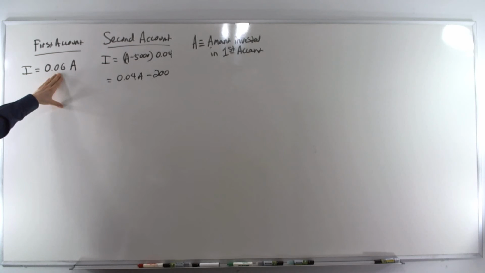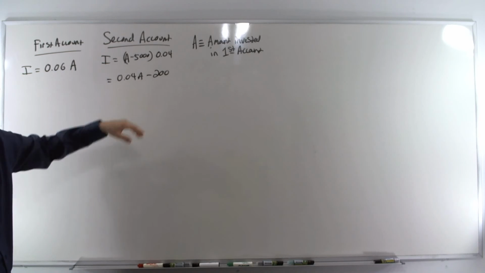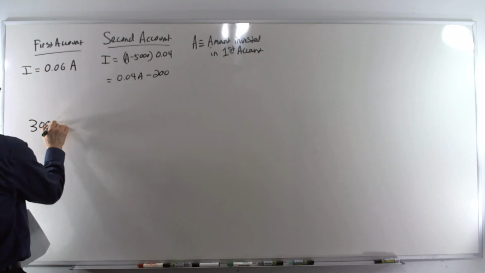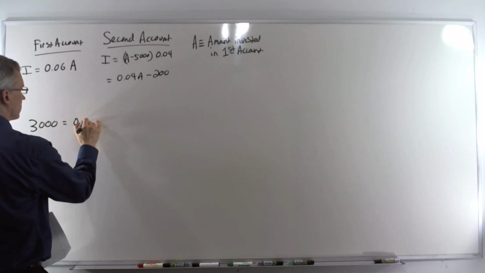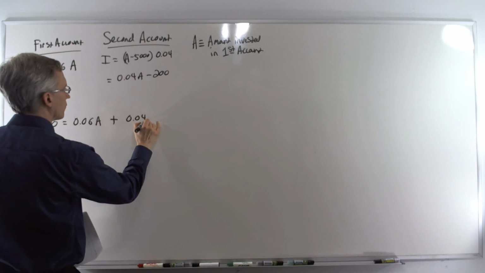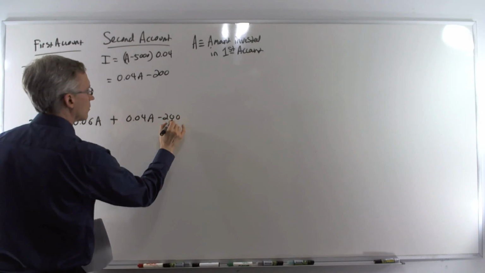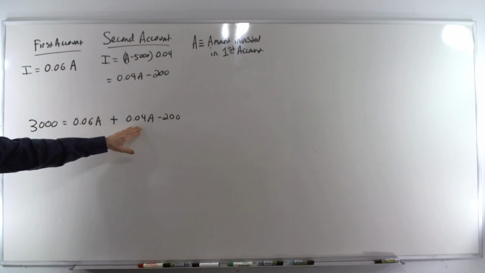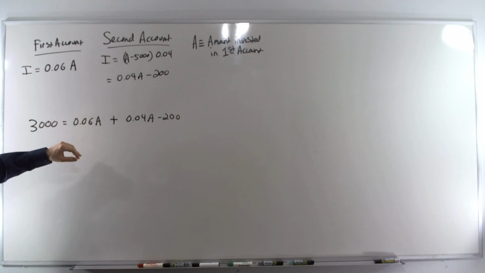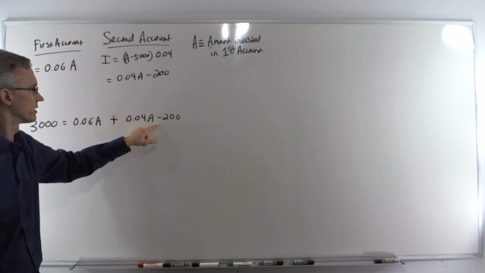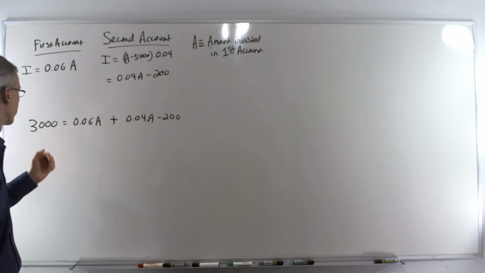All right, so here's the interest from the first account, here's the interest from the second account. If we add them together, we get 3,000. So there's our equation with the two amounts of interest added in. Here's the total, here's the interest from the first account, and here is the interest from the second account. Add them together, we get 3,000.